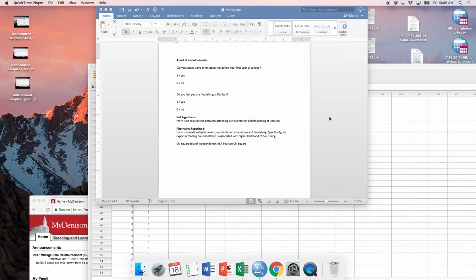This is an example of a chi-square test of independence using SPSS. Let's imagine that we have the following question with the following data. Imagine that Denison's first-year office wants to know whether attending a pre-orientation trip in August is associated with a sense of flourishing at the end of the first year.